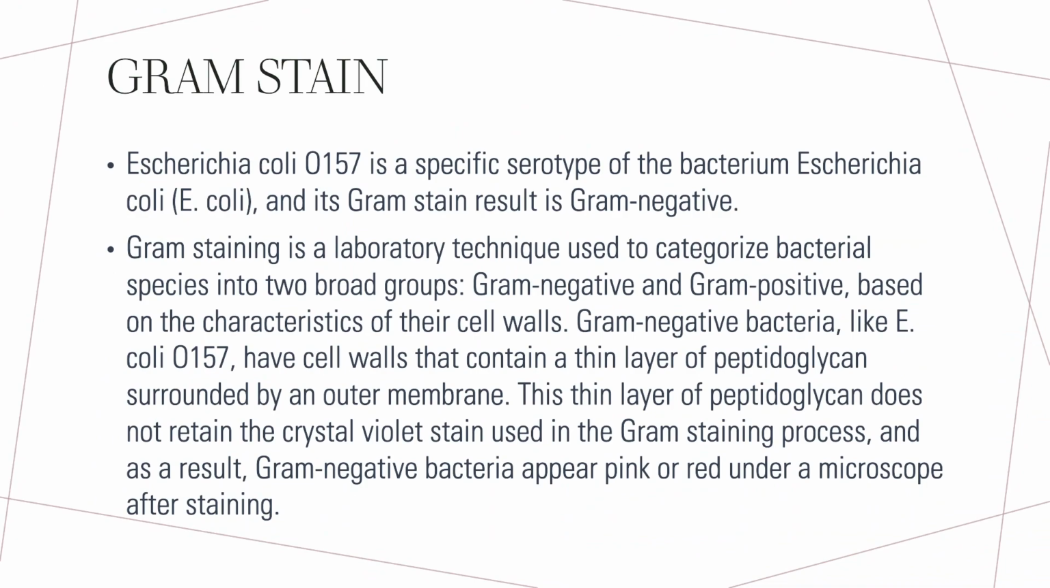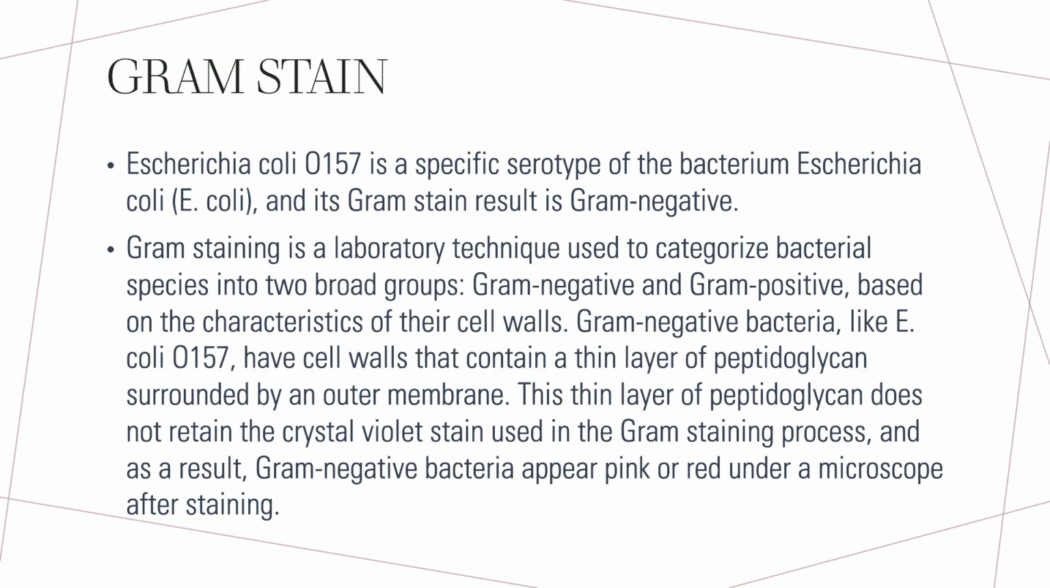What is the gram stain result? E. coli O157 is a specific serotype of the bacterium Escherichia coli, and its gram stain result is gram-negative. Gram staining is a laboratory technique used to categorize bacterial species into two broad groups, gram-negative and gram-positive, and it's based on the characteristics of their cell walls.